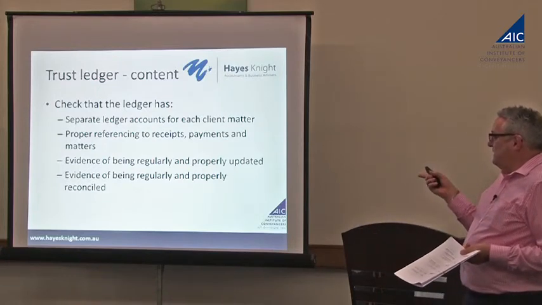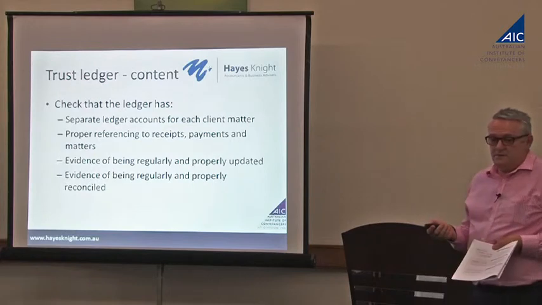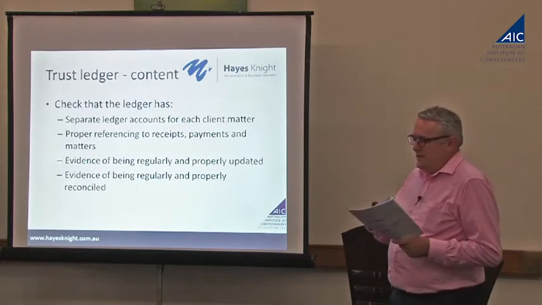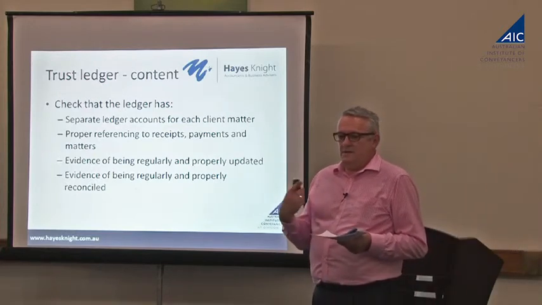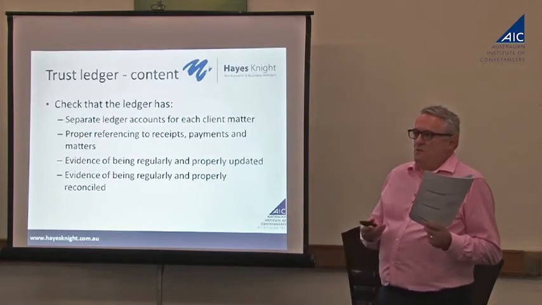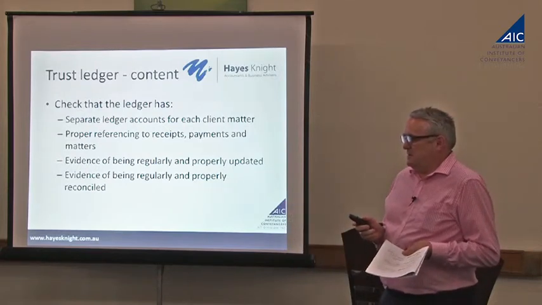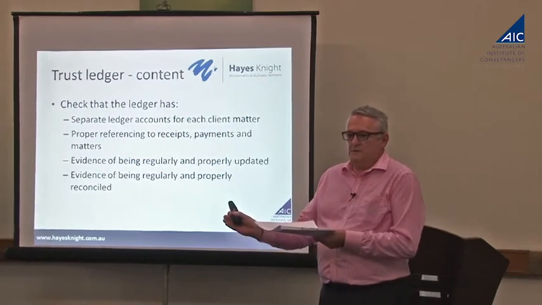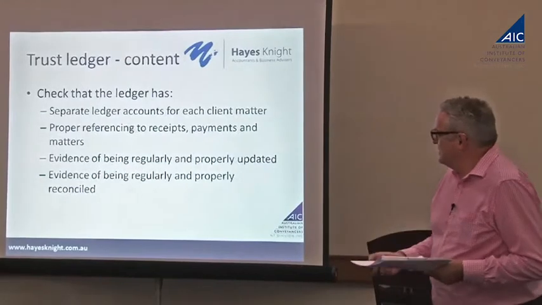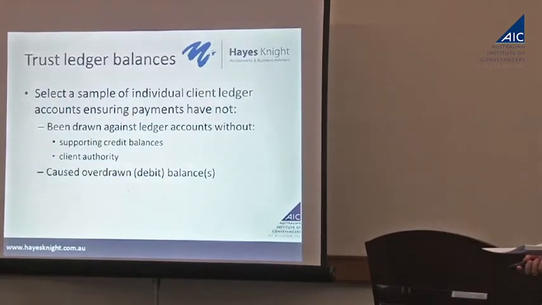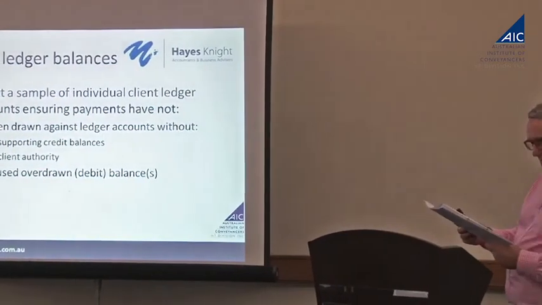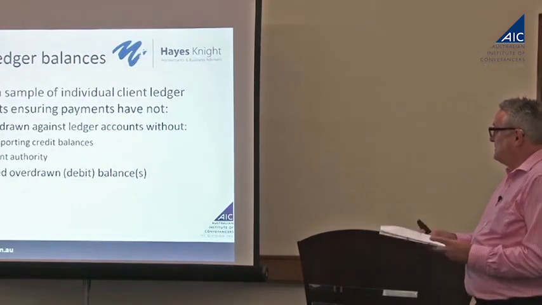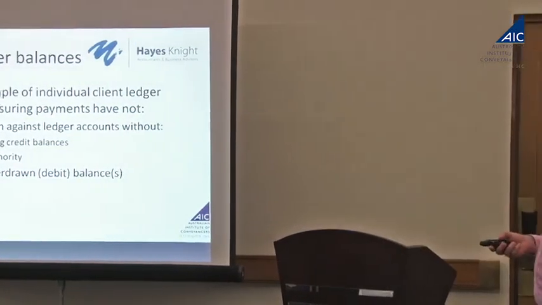So we look for evidence of it being regularly and properly reconciled. All the time we're looking for evidence that people have been paying attention to what's going on. Audit's a lot about confidence. So all the time as we're finding these things are working, we get more confidence that things are working. So we check everything backwards and forwards. We take a sample from the client ledger.